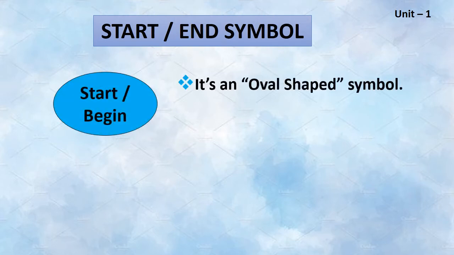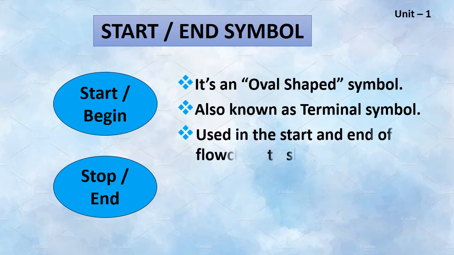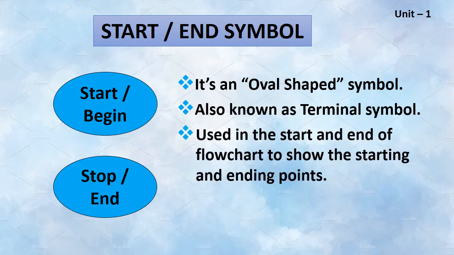The start end symbol is shaped like an oval. It is also known as terminal symbol. It is used at the start and end of the flowchart, showing the starting and ending point.